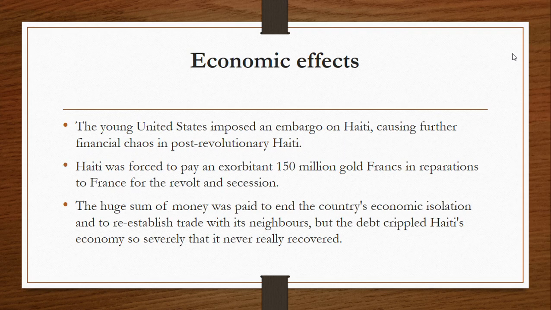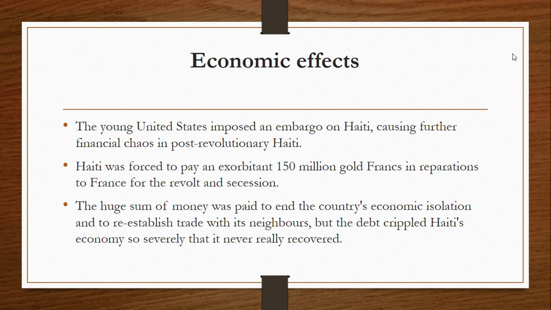Next, we have the young United States imposed an embargo on Haiti, causing further financial chaos in post-revolutionary Haiti. Now, an embargo is a ban that was placed on Haiti by the United States so that they couldn't trade with them. They weren't allowed to have exchange and trade, and this crippled their economy even more than it was crippled before. Haiti was forced to pay an exorbitant fee as reparation to France for the revolution and all that happened as a result of the revolution.